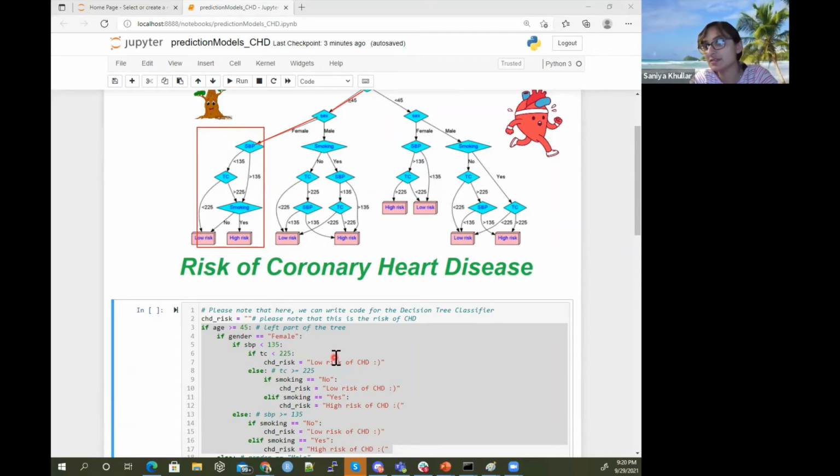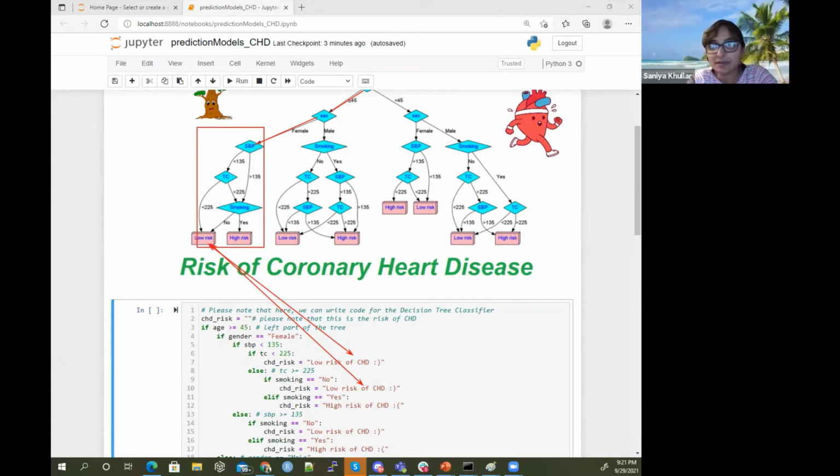This low risk of CHD corresponds to this over here. And this as well corresponds, anytime that it's low risk, it's corresponding to the same thing. Low risk of CHD corresponds to this again, any of the low risks. And smoking is yes, then high risk of CHD.